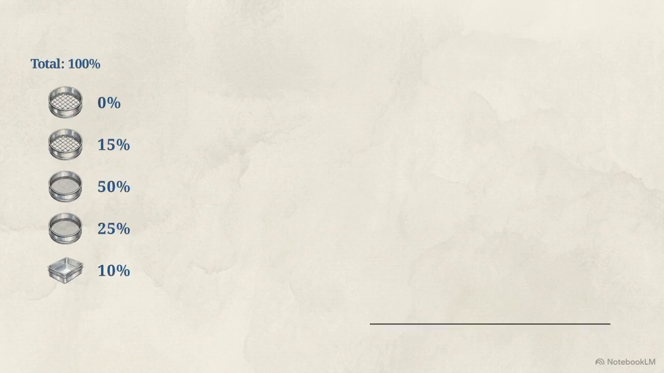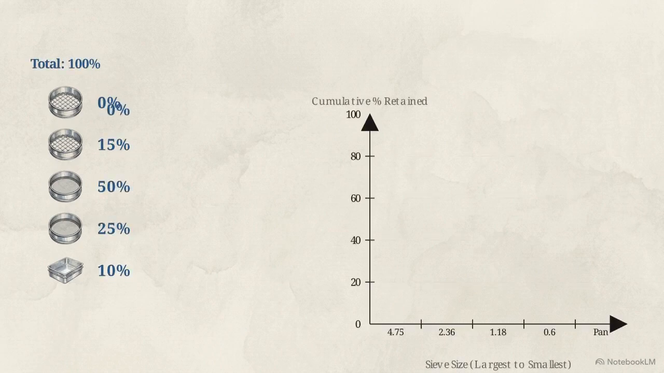By weighing the material retained on each sieve, we can calculate the mass percentages and plot the particle size distribution curve. This data reveals if the aggregate meets the specific grading requirements for its intended use.